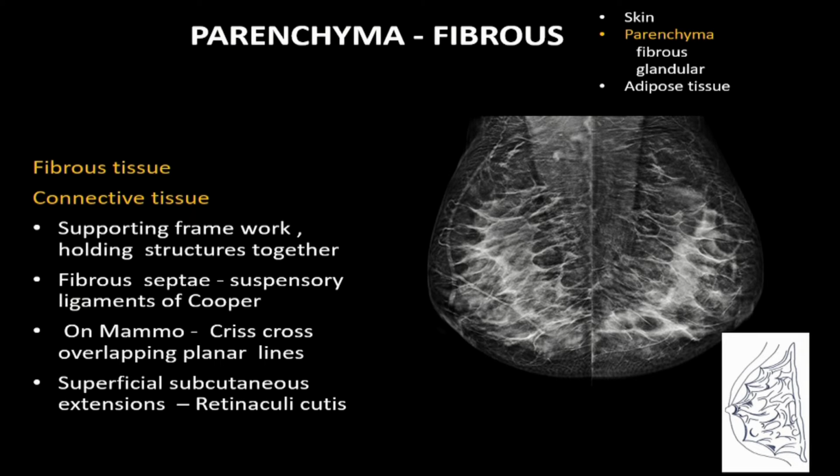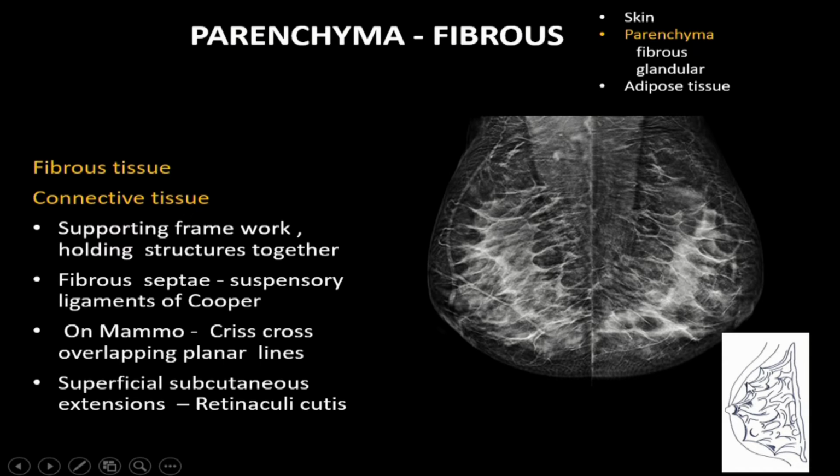Now coming to parenchyma, it is fibro and glandular. Apart from glandular, it has fibrous and some sort of connective tissue, and this fibrous and connective tissue forms the supporting network which holds the breast structures together. I would say skin is the basic and most important supporting structure which holds the breast against the chest wall. We all know there are fibrous septi going through the breast parenchyma from skin to deep fascia, from superficial fascia to deep fascia. These are planar sheet-like septi, and these are the suspensory ligaments, very commonly known as Cooper's ligaments. I'll show it diagrammatically.